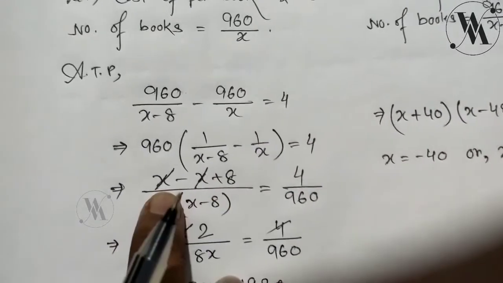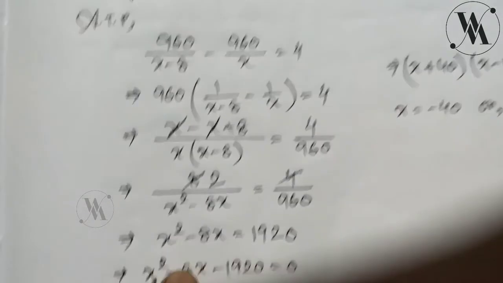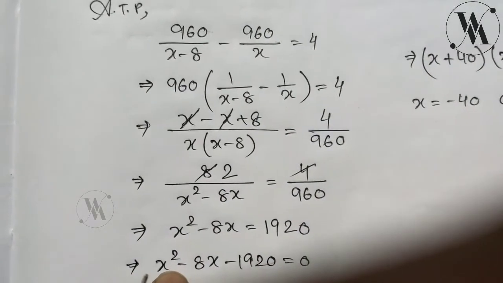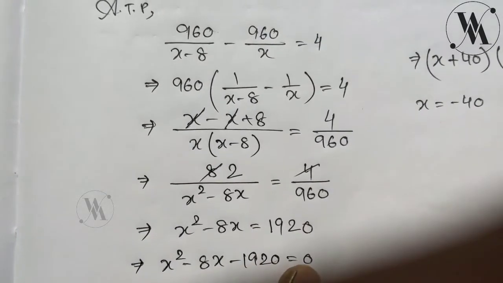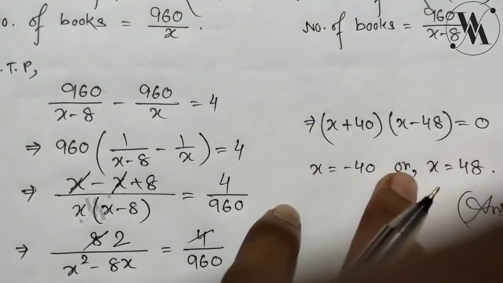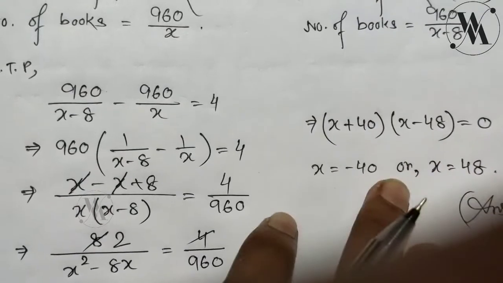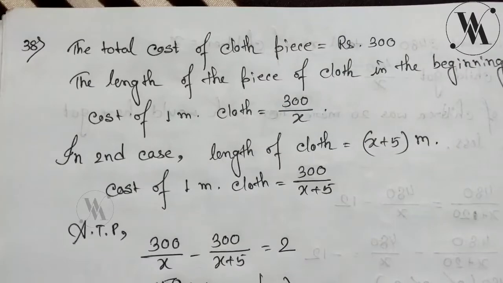Now as in the previous sum, just simplify this equation and you will get the quadratic equation x² - 8x - 1920 = 0. Now by the middle term factorization method you will get x = -40 or x = 48. So the final answer is x = 48. Okay, now sum number 38.